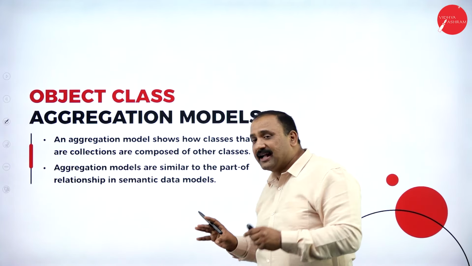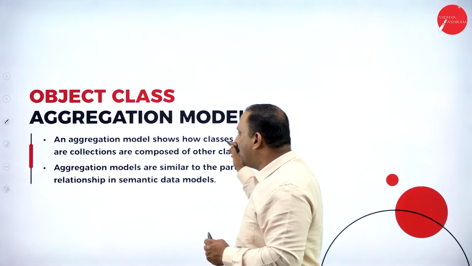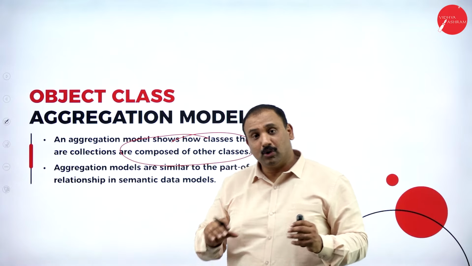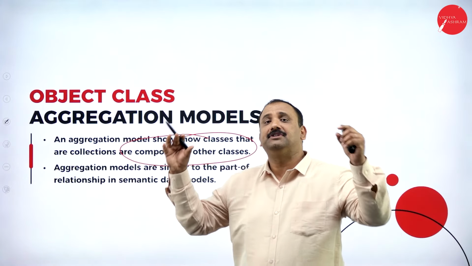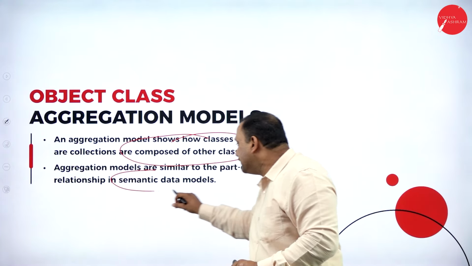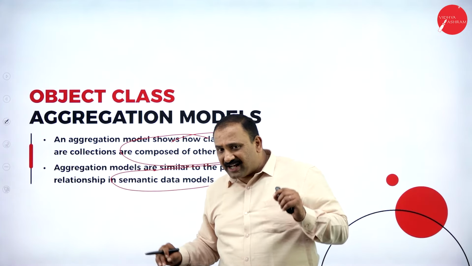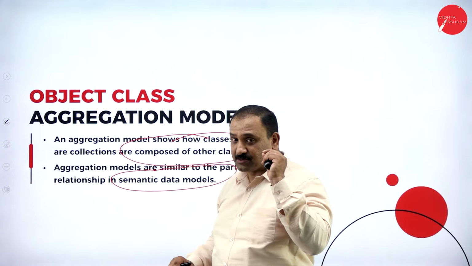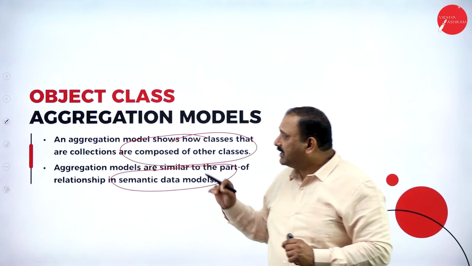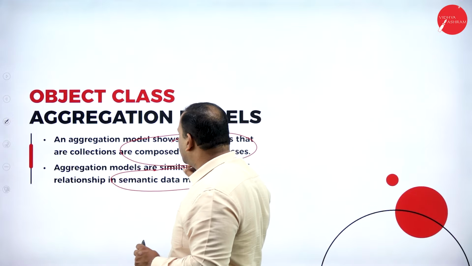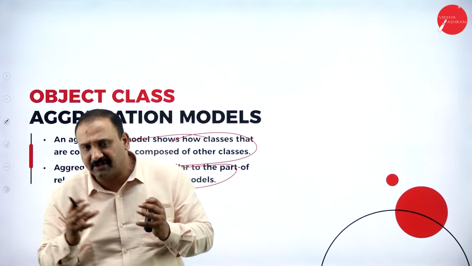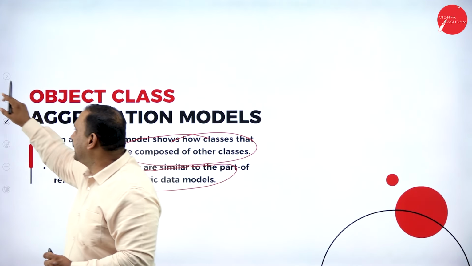and models. An aggregation model shows how classes or collections are composed of other classes. So when I talk about this, it is a composition of other classes coming into the picture. Similar to part-of relations in semantic data models, which are related to each other. So that's where the semantic data models come into the picture. Now, this aggregation model will show that these are certain things which are collected, like a cluster kind of factor that comes into the picture.